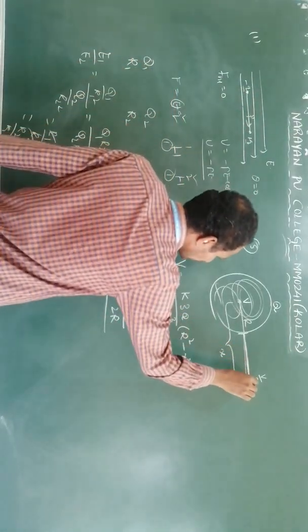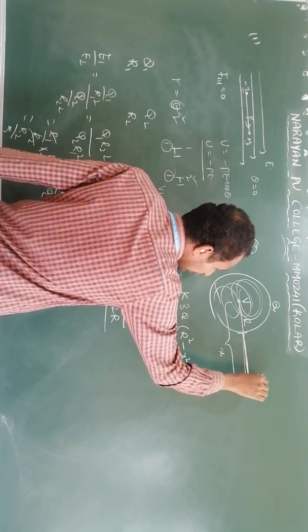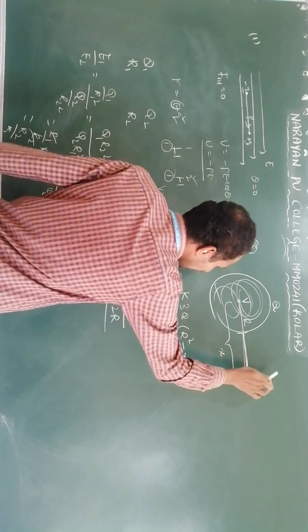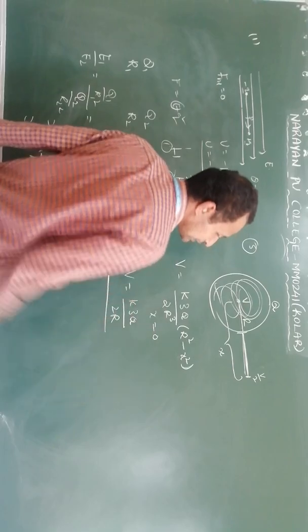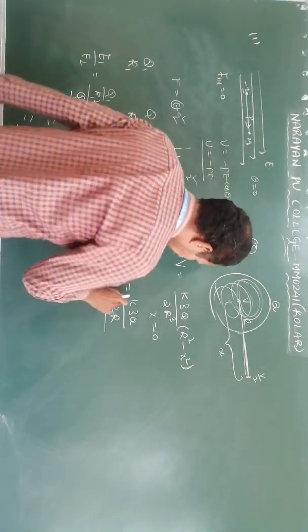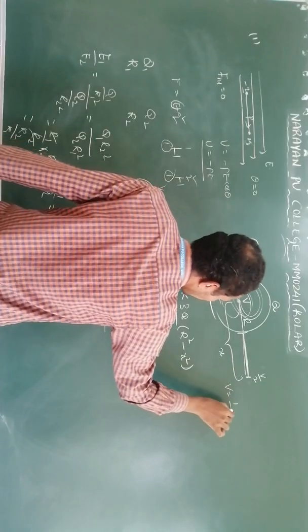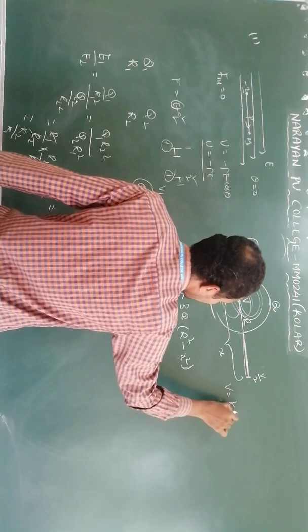They are asking for the point from the surface where the potential is half. Half means half of the potential at the center, right? Now here you take the potential, let us say V is equal to K Q by x.